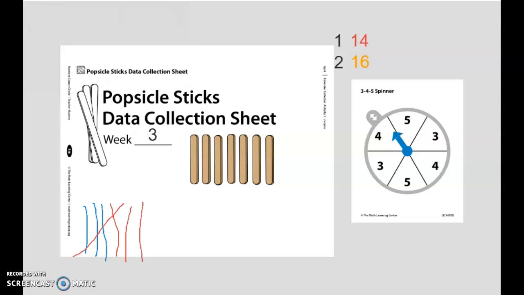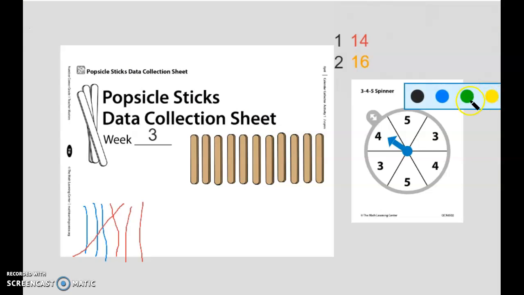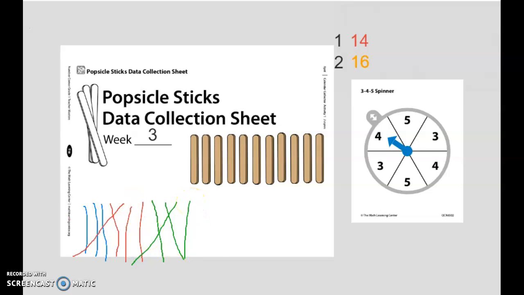So far, we have 7 popsicle sticks, and we are in week 3. Let's see how many we can get today. Oh, we got a line. Let's try it again. 4, 1, 2, 3, 4. So let's add our tallies. Let's do green for today. So I already have 2. 1, 2. Remember, when we get to 5, I have to cross. 3, 4. So how many popsicle sticks do I have?